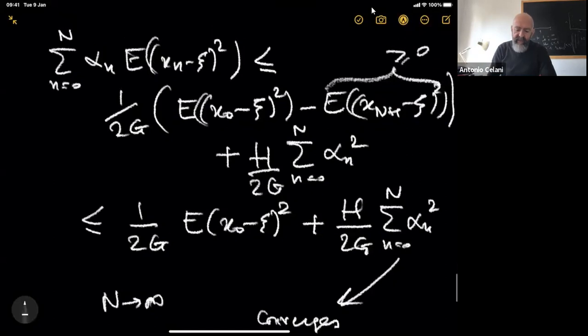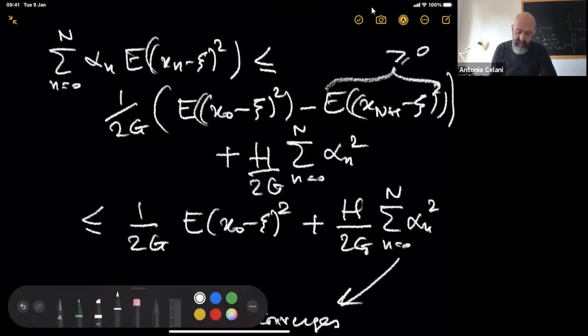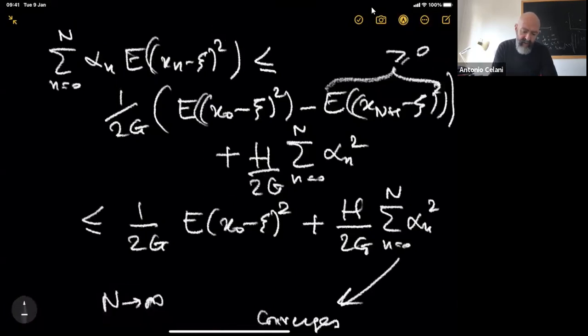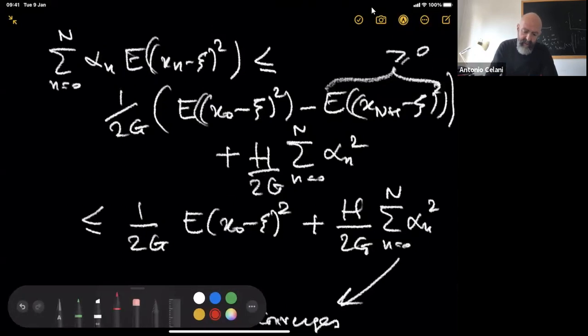But let's look at what we have on the left hand side. The comparison here is between what we have on the left hand side.